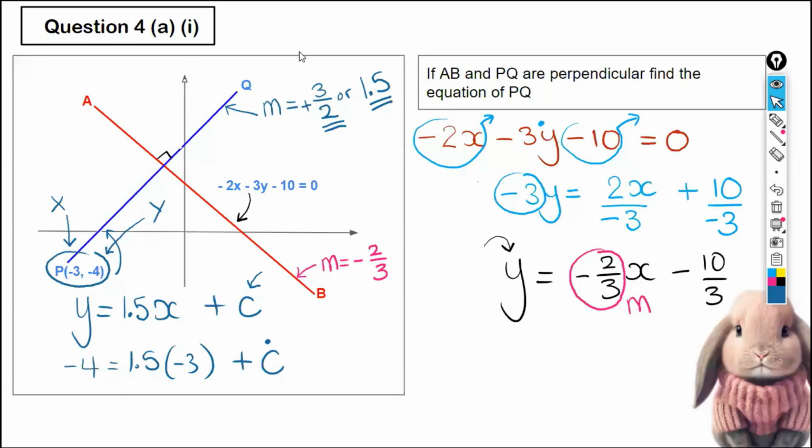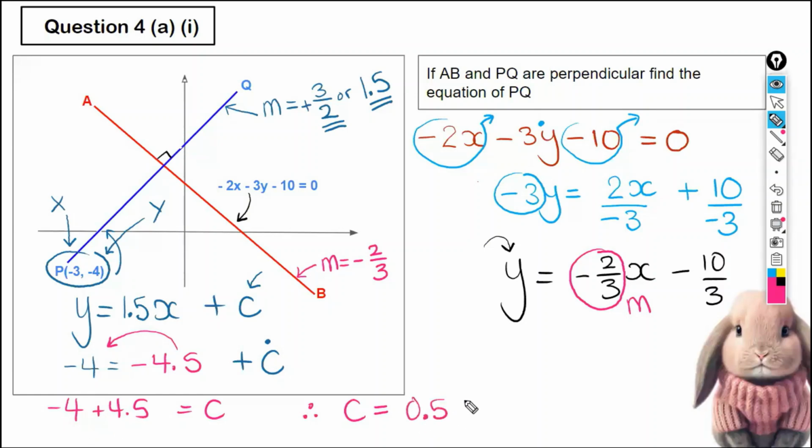So let's work it out. When you multiply 1.5 by minus 3, you can double check it on your calculator, but 1.5 by minus 3 is minus 4.5. We're trying to solve for c. Throw across minus 4.5 and you're going to get positive 4.5. Double check it on the calculator, right? I see some of you all got something quite different for this pink value over here. Minus 4 plus 4.5 is positive 0.5 or a half.